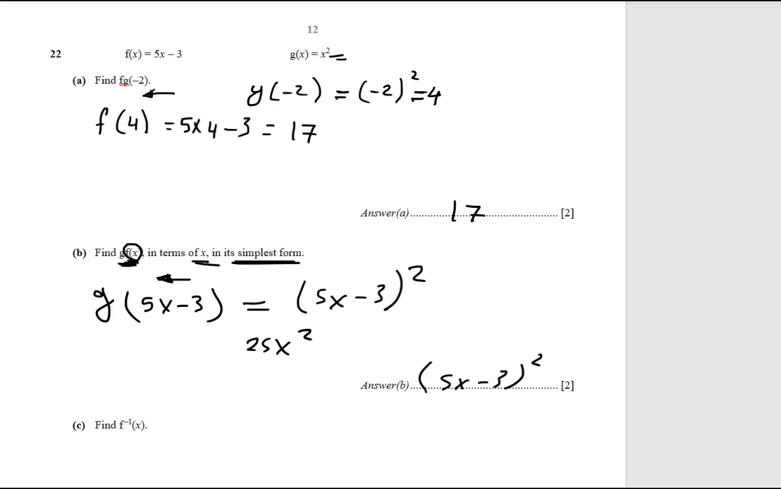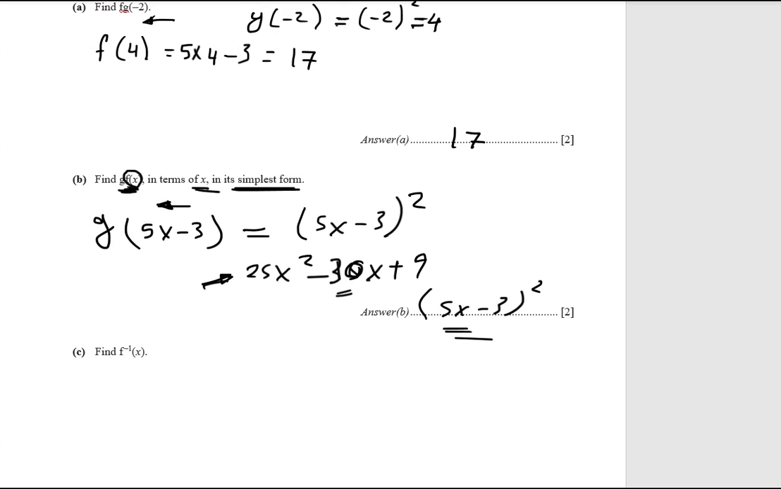25x squared minus 15, minus 30. 5 multiplied by 3 is equal to 15, 15 multiplied by 2 is equal to 30x, plus 9. You can write the equation in this form, or you can write the equation in this form.